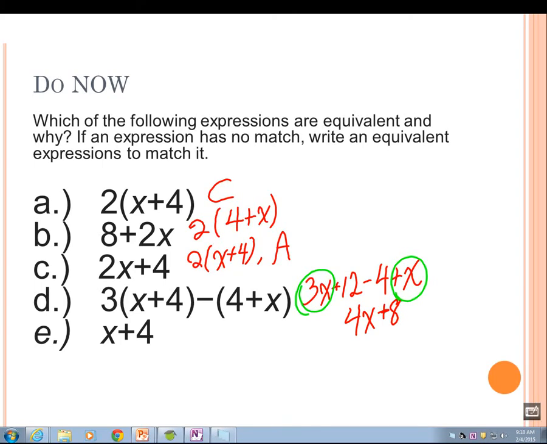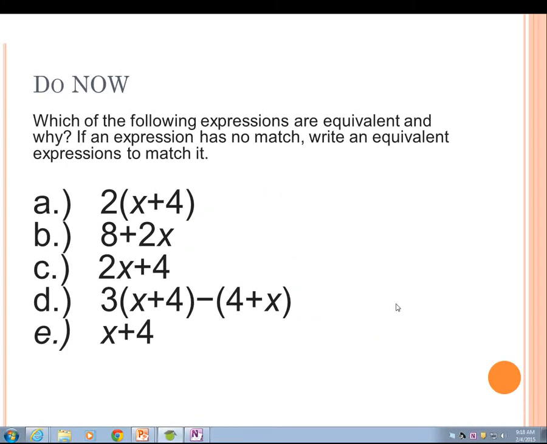Should I circle my like terms? Remember that from last week? Yes. Good. Good, good, good. All right, that was a little bit foggy. Let's see if we can clear that up a bit, yeah?